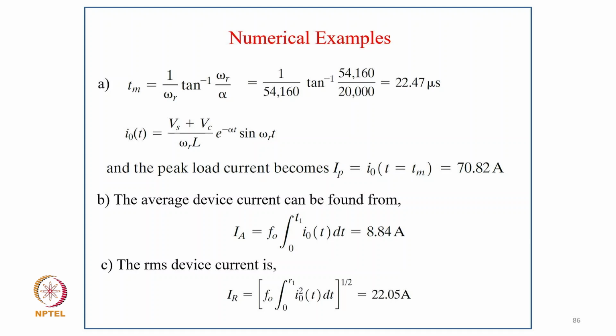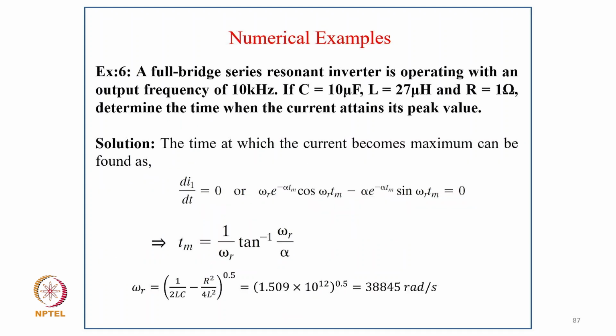And Tm equal to 1 upon omega R, tan inverse omega R upon alpha. Putting values, it comes 22.47 microsecond, and I0 equal to (Vs plus Vc) upon omega R L times e to the power minus alpha t sin omega R t. The peak current becomes IP equal to I0 at t equal to Tm, that is 70.82, and the average device current can be found out, that is I equal to F0 integral 0 to T of i0 dt, 8.84 ampere, and the device RMS current IR equal to root of F0 integral 0 to T1 of i0 squared dt, equal to 22.05 ampere.